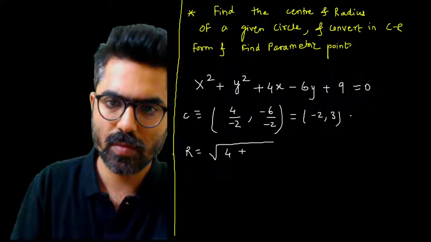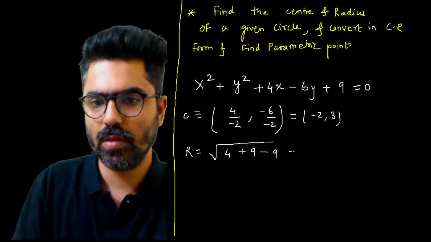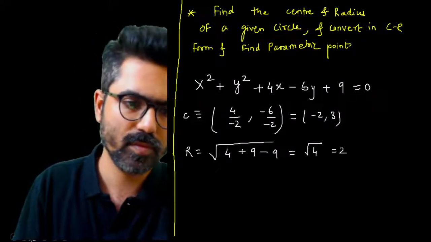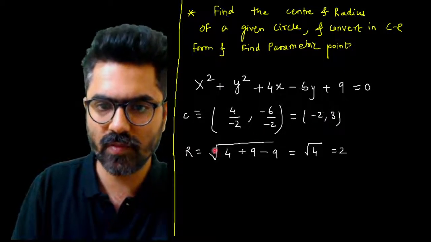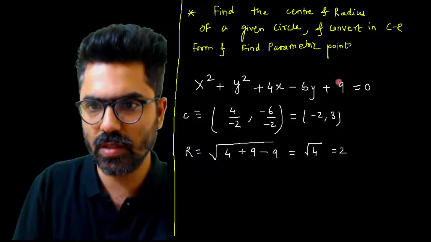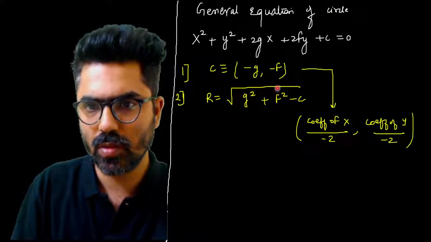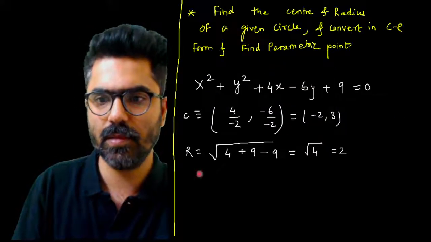Now the radius is root of, you square this part, which is 4, square of minus 2, plus square of 3, which is 9, minus the constant term, which is 9. So this comes equal to root 4, which is 2. So it is root of g square plus f square minus c. G square means the square of this term, f square is the square of the y coordinate, and minus c, that is 2.